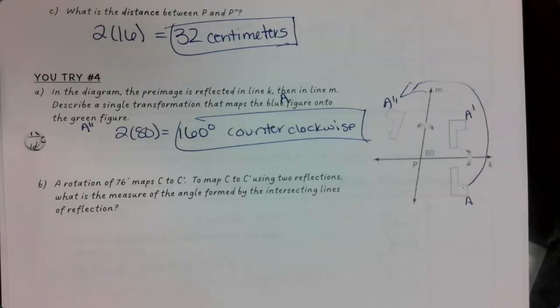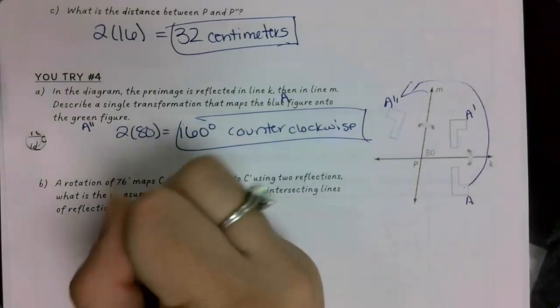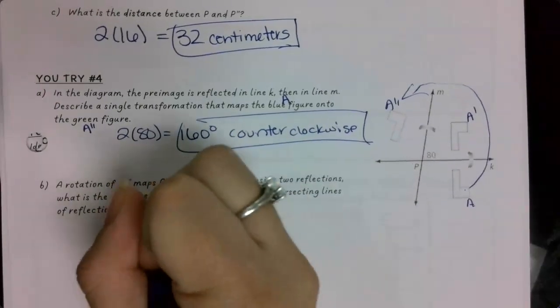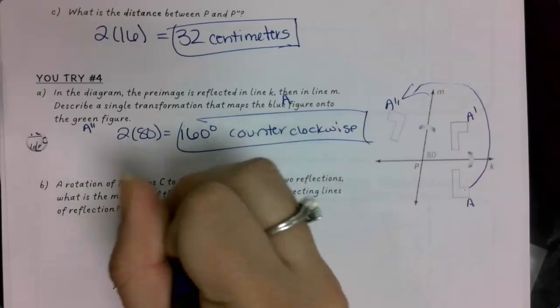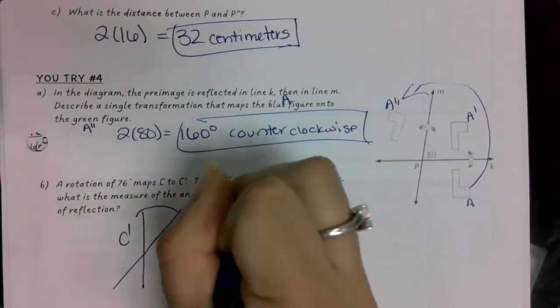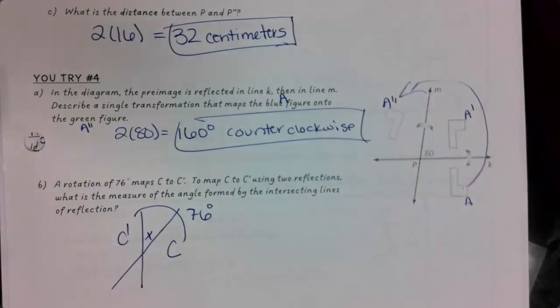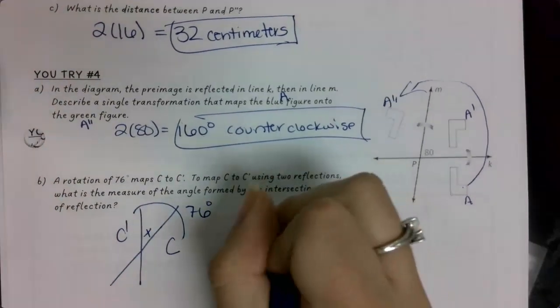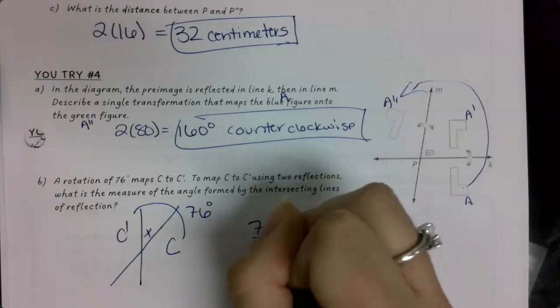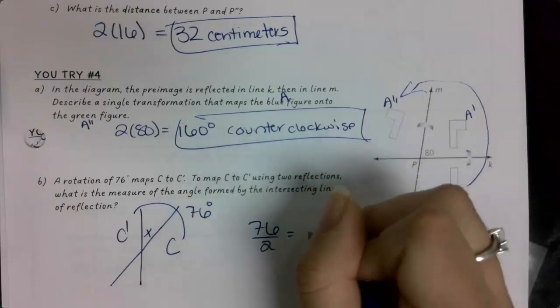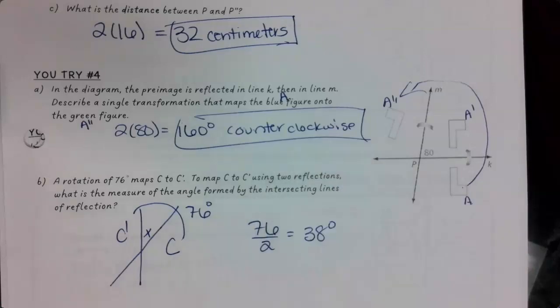B is a rotation of 76 degrees maps C to C prime. To map C to C prime using 2 reflections, what is the measure of the angle formed by the intersecting lines? So I'm going to draw this picture out. So if this is my C, then this is my C prime, and this whole thing is 76 degrees. So I'm looking for the angle on the inside. So I just do 76 divided by 2, which gets me 38 degrees.